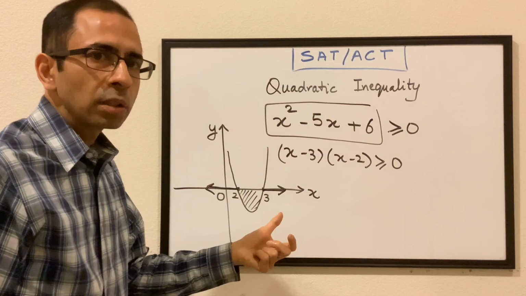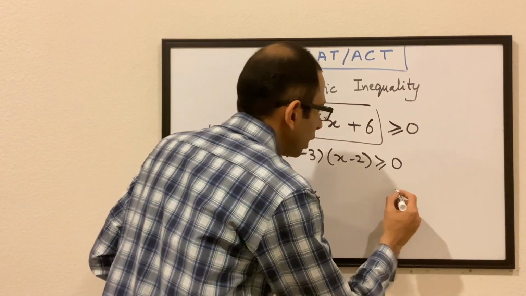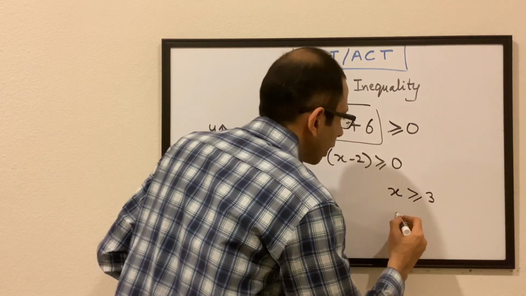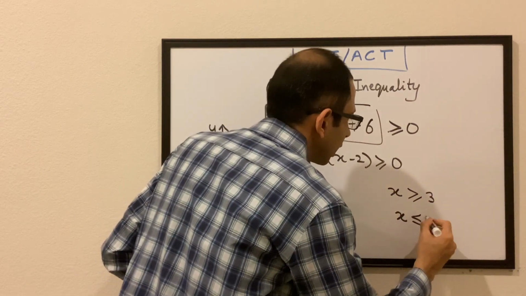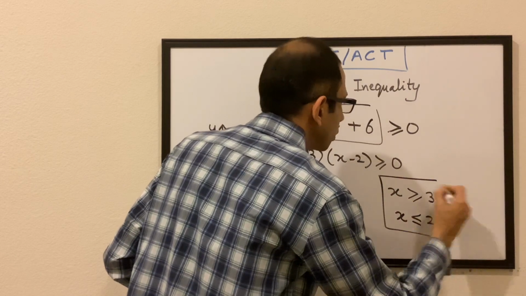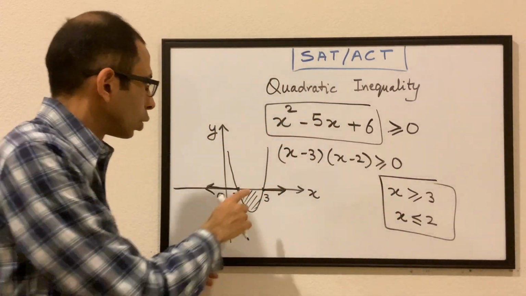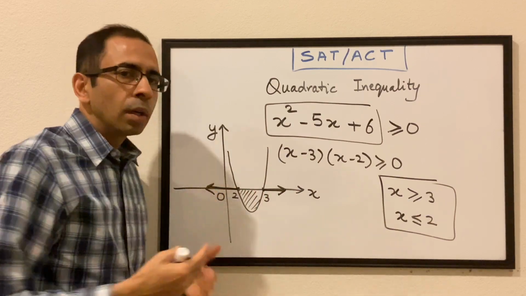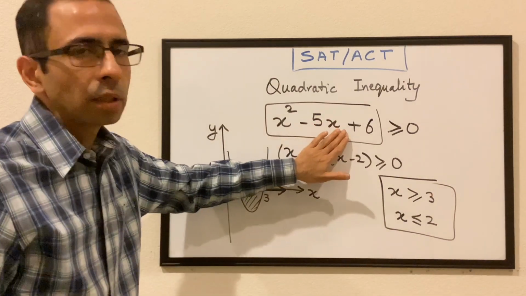So the answer for this inequality would be all values of x which are greater than or equal to 3 and all values of x which are less than or equal to 2. So everything to the right side of 3 and everything to the left side of 2 will be the solution set for this inequality.